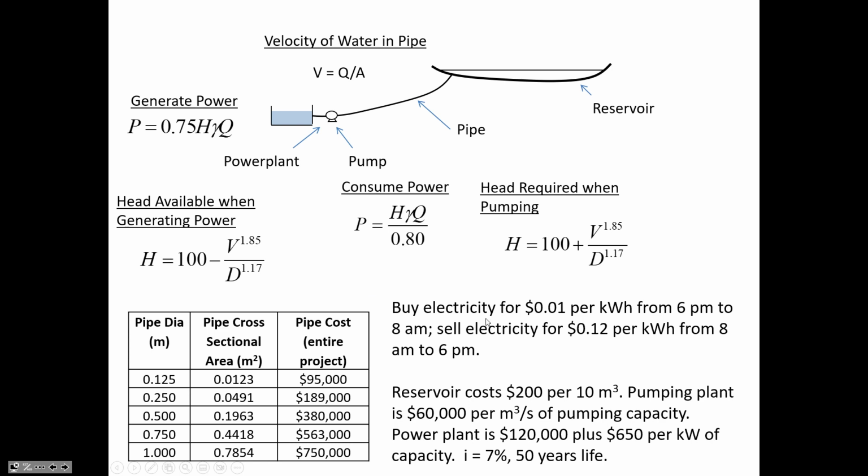So you're selling the electricity from 8 a.m. until 6 p.m. So that's 10 hours a day, right? So you're selling electricity 10 hours a day, and you're buying electricity from 6 p.m. to 8 a.m. So that's 14 hours a day that you're buying the electricity. And what we assume is that there's going to be a balance between how much water you pump uphill at night and the amount of water that you can consume during the day is the same volume.